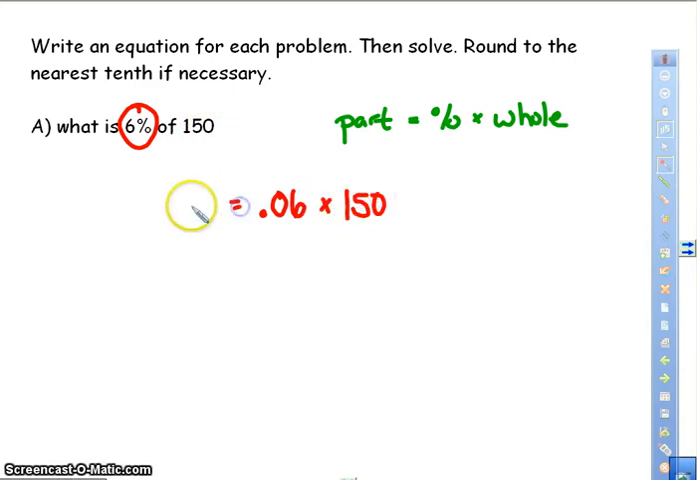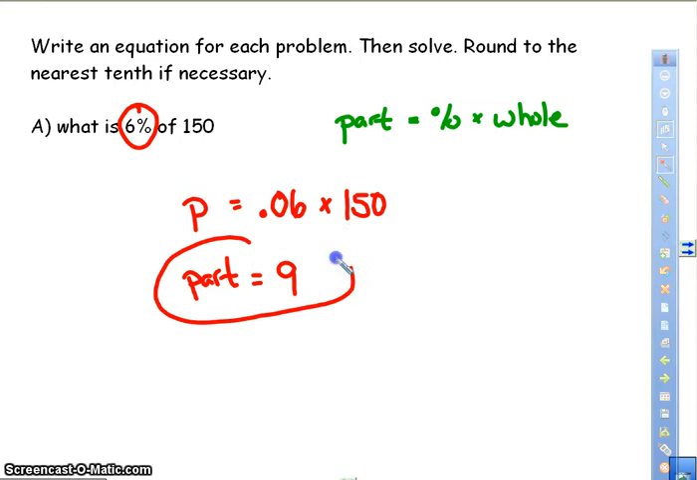So in this case, we are solving for the part. Okay, within this problem, it's very easy to solve because I'm just solving for the part. So I can take 0.06 times 150 on my calculator, and the part, or P, would equal 9. So what is 6% of 150? 6% of 150 is 9.